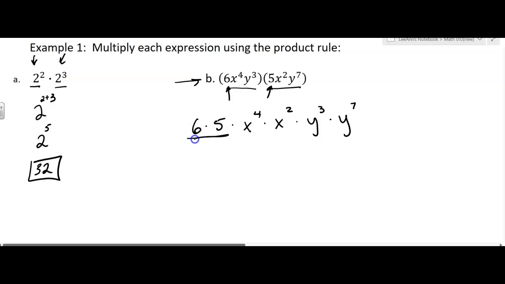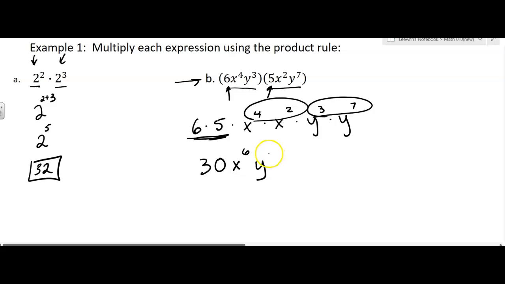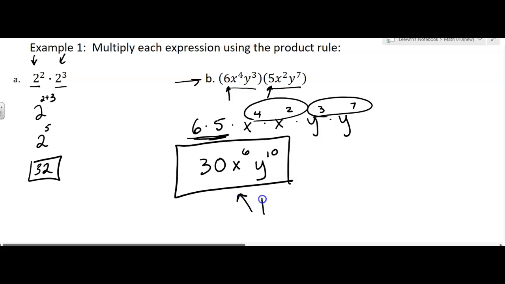Now remember, these are coefficients, not exponents. So we just want to know what's 6 times 5, 30. And then I have a base of x, and I'm going to add those exponents. 4 plus 2 is 6. And then I have a base of y, and I'm going to add those exponents. 3 plus 7 is 10. And so that's going to be the answer like that. Now, if you're thinking, why don't I add the 6 and the 10? You can't, because they're not the same base. One's an x and the other's a y. Okay? So that's that video.